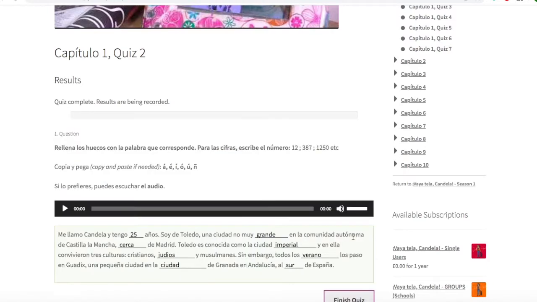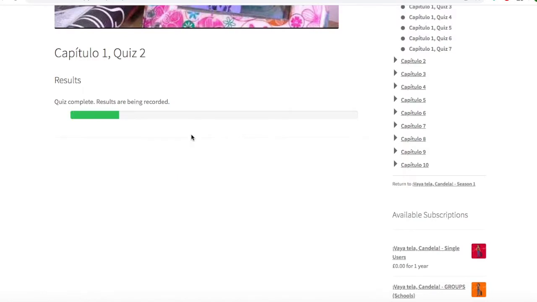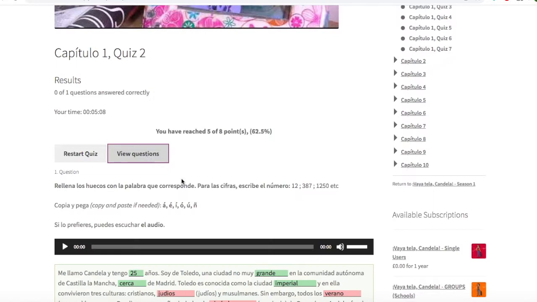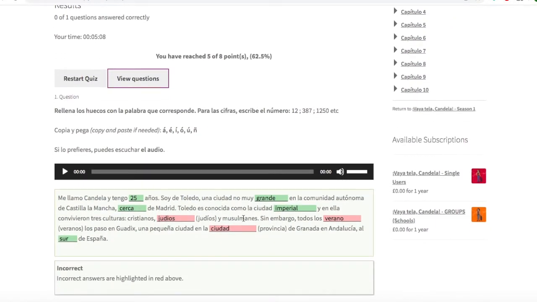I click Finish Quiz. Let's see. Oh, I have 5 of 8 points. I can view the questions and I can see where I've made my mistakes. Judíos, I forgot the accent, is here in brackets. Verano was veranos, and ciudad should be provincia.